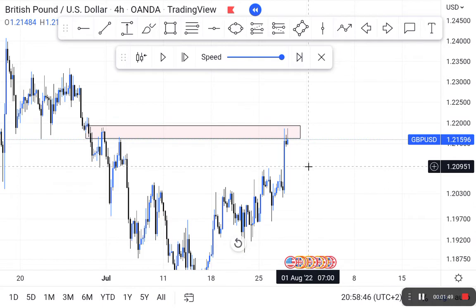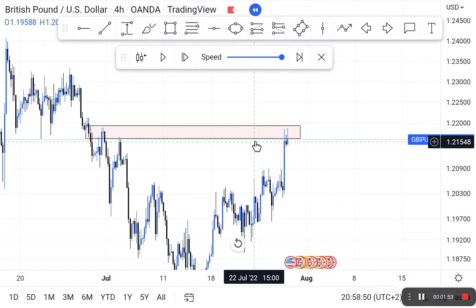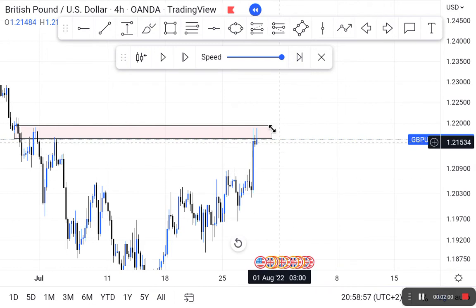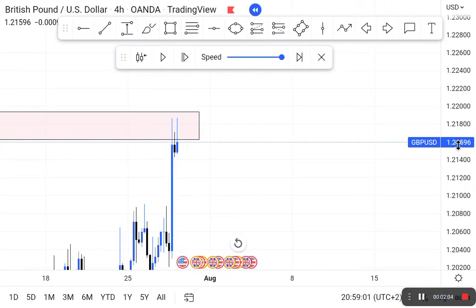Now the question is, where are we going to correct ourselves into? Where can our targets be on the short we are anticipating upon tapping into this area of resistance? Where can our targets be? And that's where we can pull out our Fibonacci.